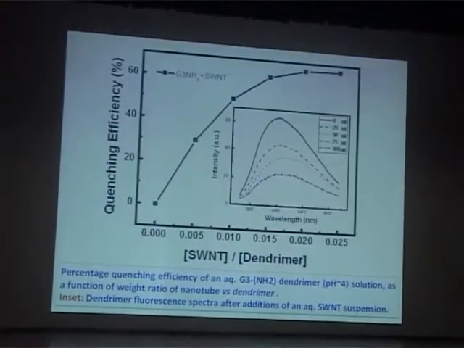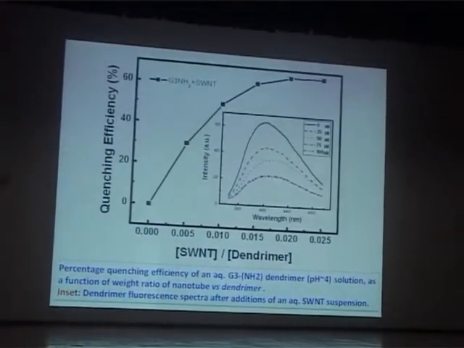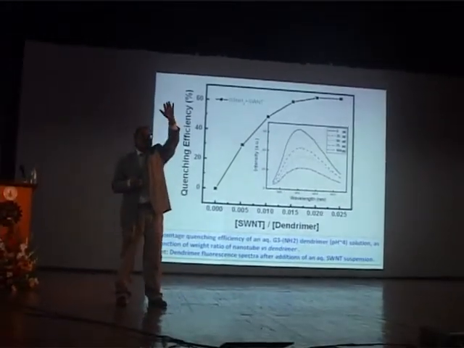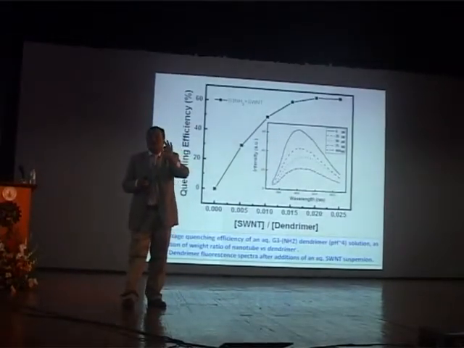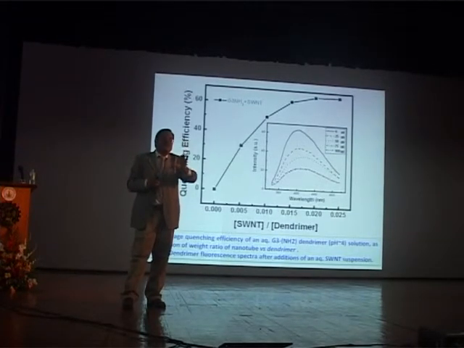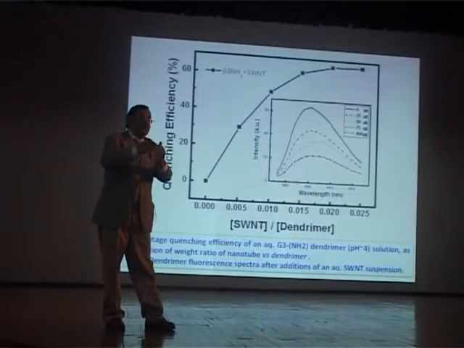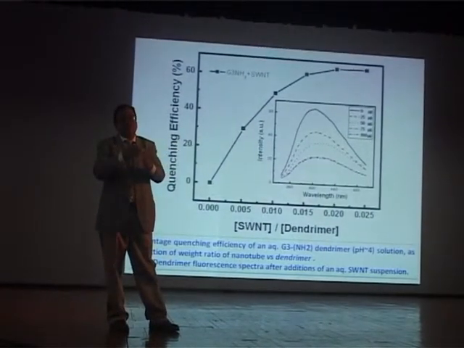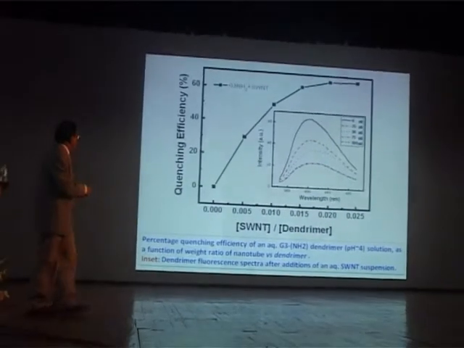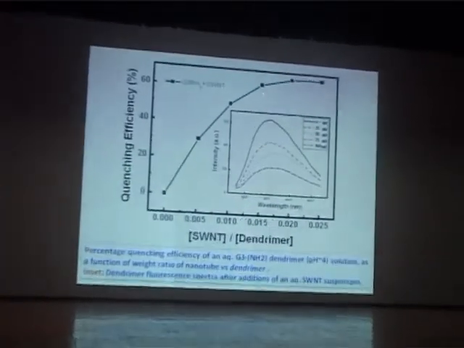So the first item is whether it will go in. I will not tell the long story. Here what we show is that dendrimer alone has huge inherent fluorescence, with no chromophore. This fluorescence gets quenched when they interact with the nanotube. So we use the quenching of the fluorescence to quantify this interaction. This fluorescence quenching is one signature.